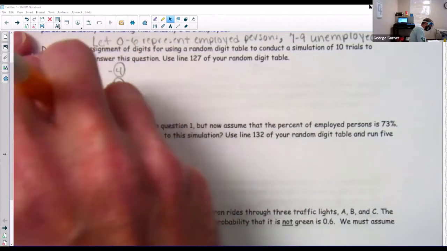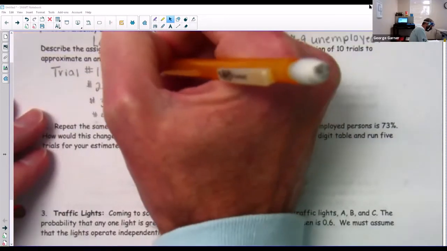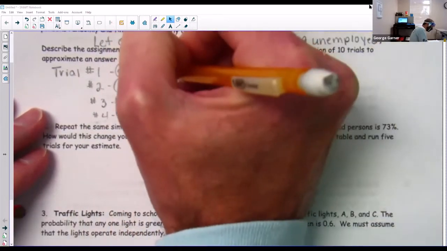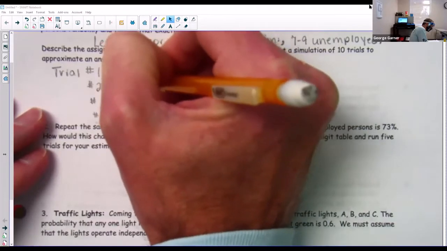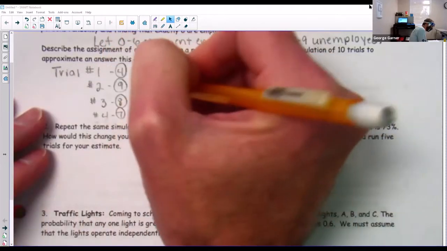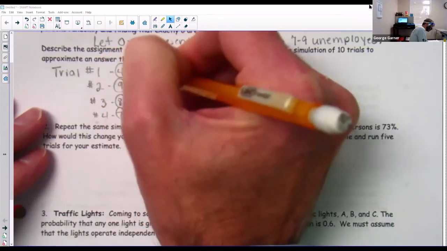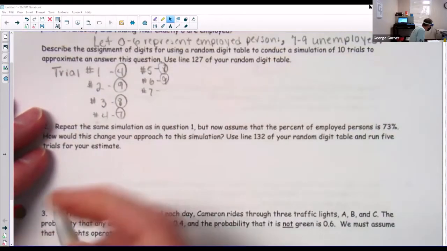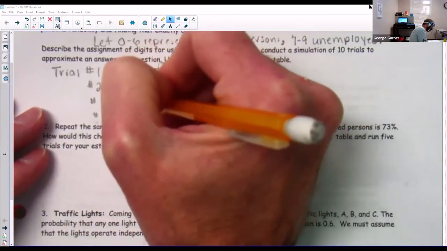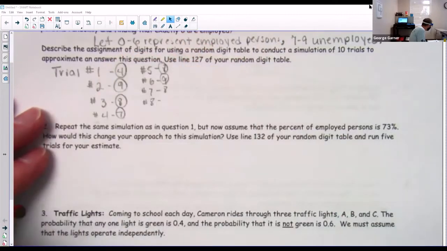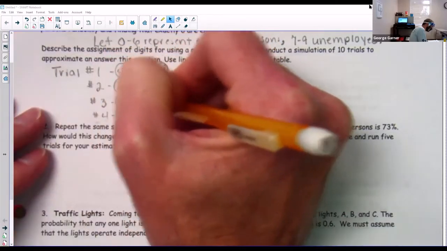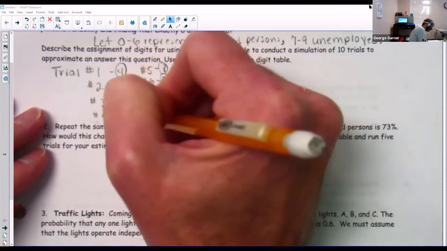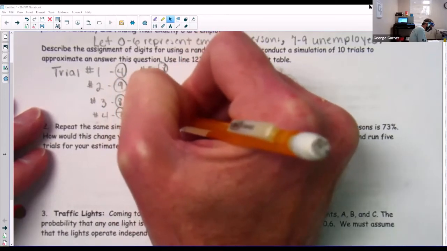So trial number 5, let me just put that here. If you do that right, you should get 8. Trial number 6. If you do that right, you should get 9. Trial number 7, you should get 8. Trial number 8, you should get 5, I think. Trial number 9, you should get 5. And then finally, at trial number 10, you do get 6.